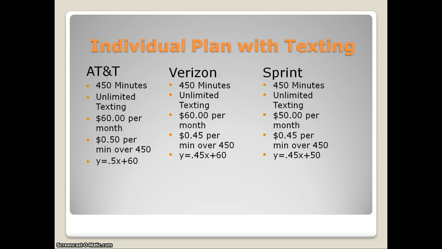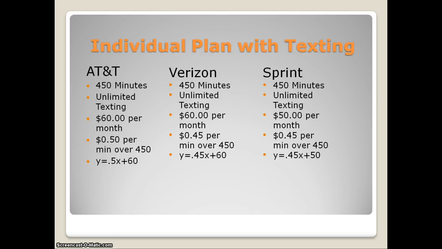monthly rate. Sprint gave you 450 minutes, unlimited texting for $50 a month, and it was also 45 cents per minute over your initial 450. So the equation for Sprint is y equals 0.45x plus 50. 0.45 because that's how much it costs per minute over 450 minutes, and 50 is your fixed monthly rate.